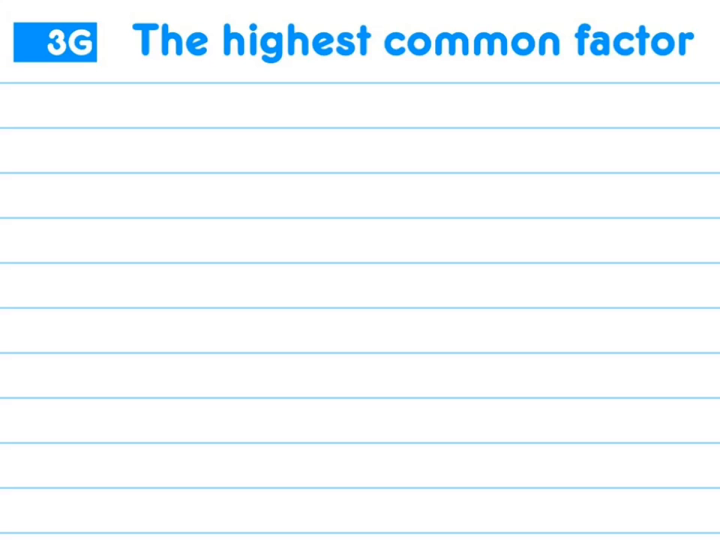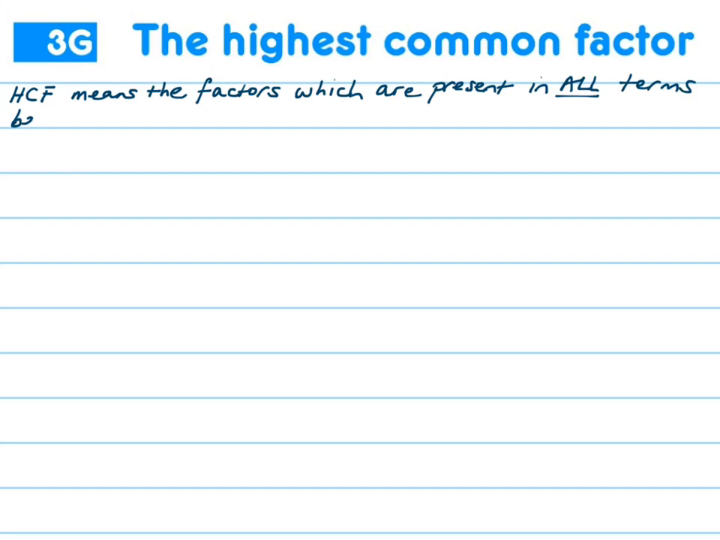Well, today we're going to have a look at the highest common factor, and at factorising using the highest common factor, which we have found before we try to factorise. Okay, let's just do some definitions here. The highest common factor means the factors which are present in all terms being considered. All of the terms have to have them, otherwise they don't count.